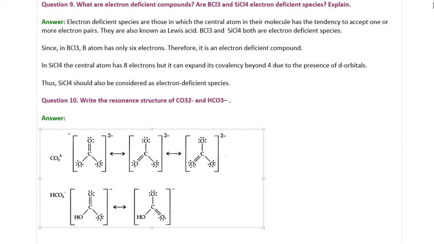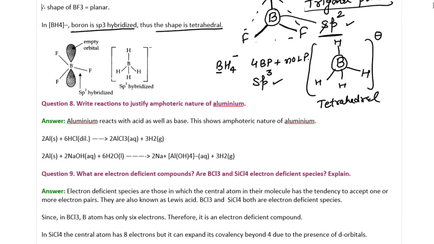Now question number 8. Write the reactions to justify the amphoteric nature of aluminium. You know, aluminium can react with acid as well as base. With acid it acts as a base, and it also reacts with a base. That's why it shows its amphoteric nature.